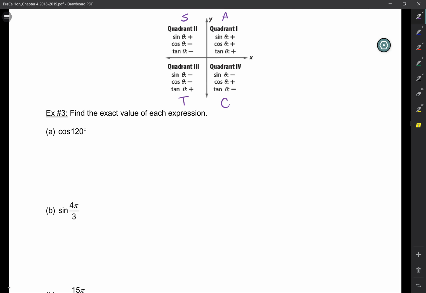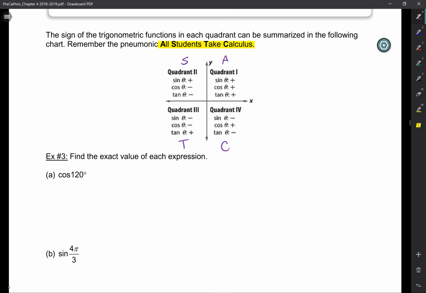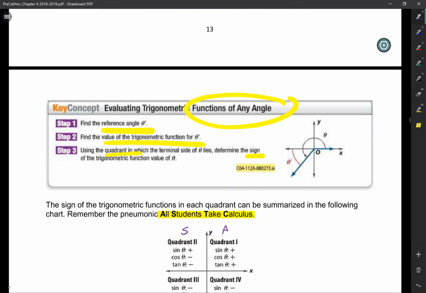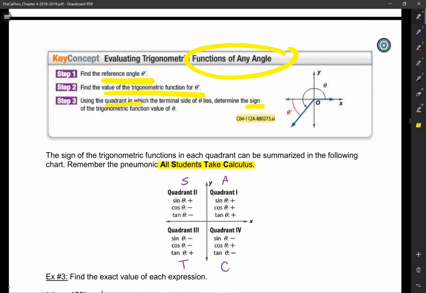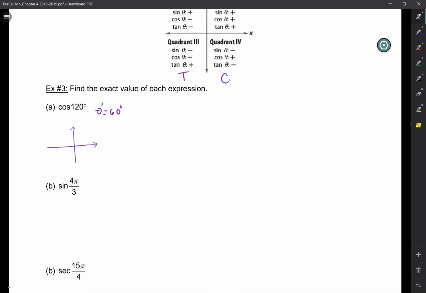Okay, so here we go. This is the big idea. First, we need to find cosine of 120. So first, find the reference angle. What's the reference angle of 120 degrees? Yes, 60 degrees. So theta prime is 60 degrees. That's step one. Step two, evaluate the trig function for the reference angle. Cosine of 60, how much is cosine of 60?